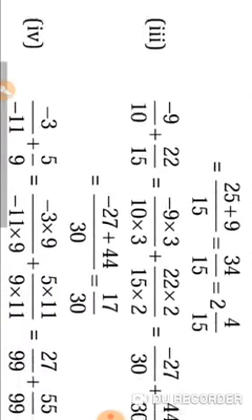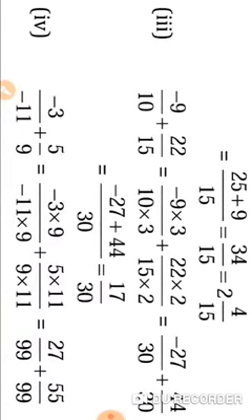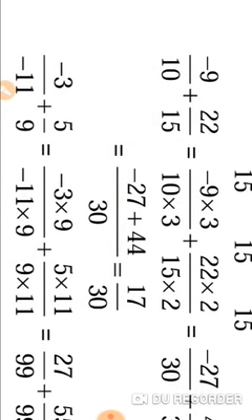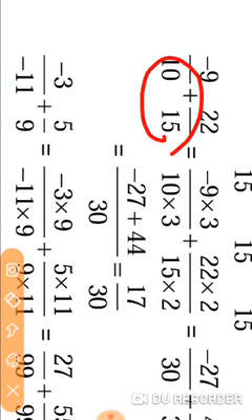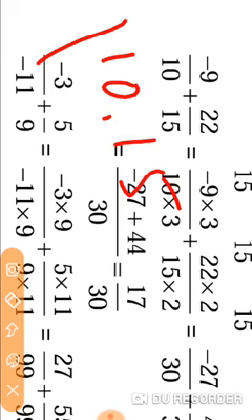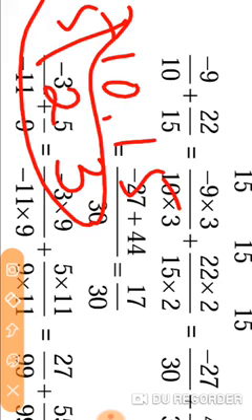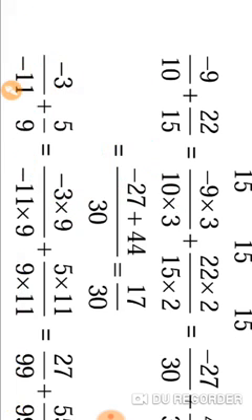In the same way, the third one: minus 9 by 10 plus 22 by 15. Here also the denominators are not the same. Better take the LCM of the denominators. You know the method. 5 2s are 10, 5 3s are 15. So multiply all: 5 2s are 10, 10 3s are 30. So 30 is the LCM, so make it 30.